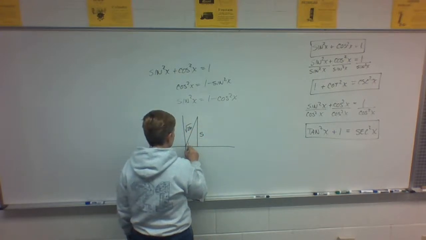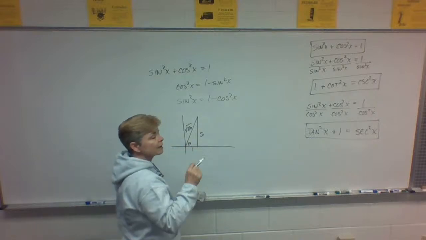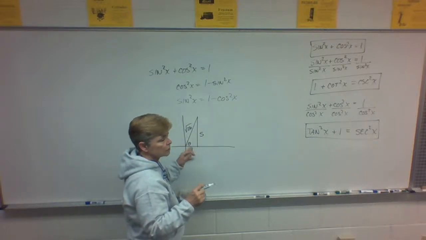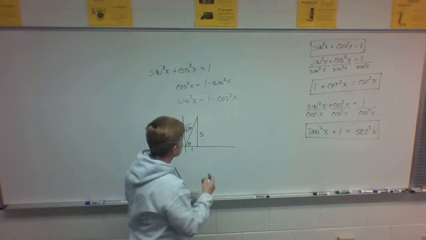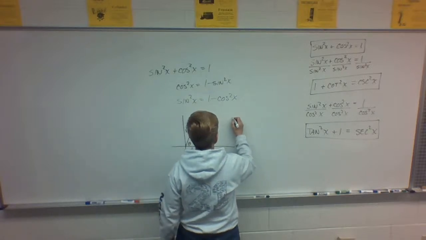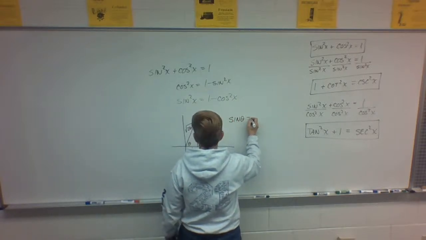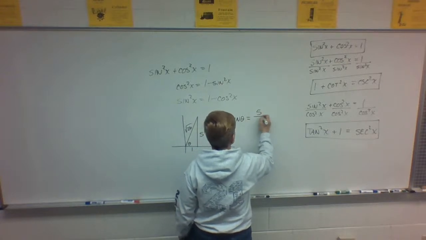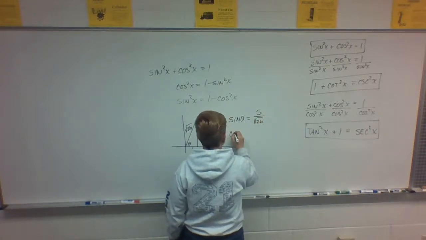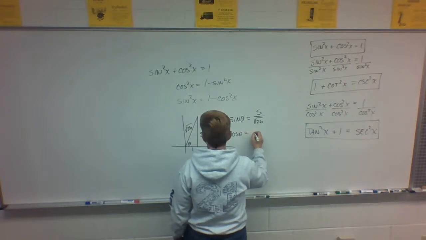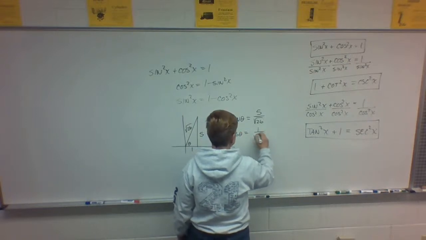Okay? We don't know what theta is. We don't care what theta is. We want the sine and cosine of theta, not theta itself. So now that we've drawn this and Pythagoras told us the third side, the sine of theta is equal to 5 over root 26, and the cosine of theta is equal to 1 over root 26.